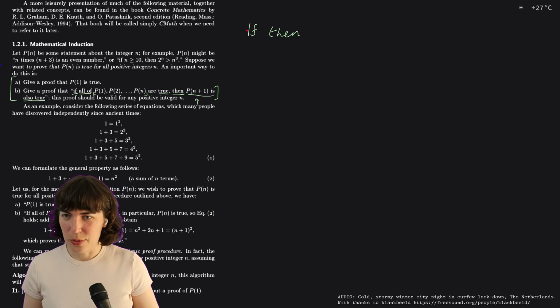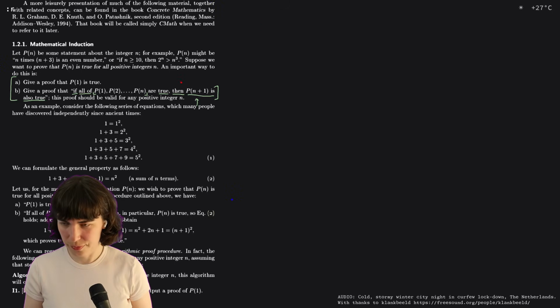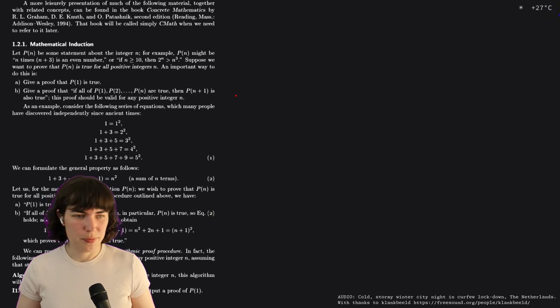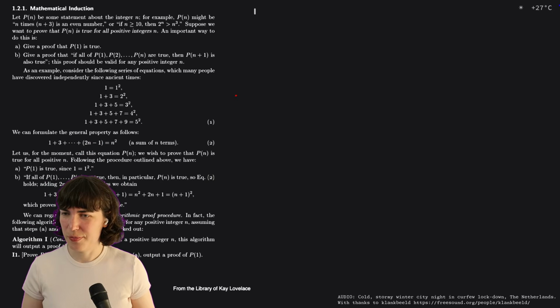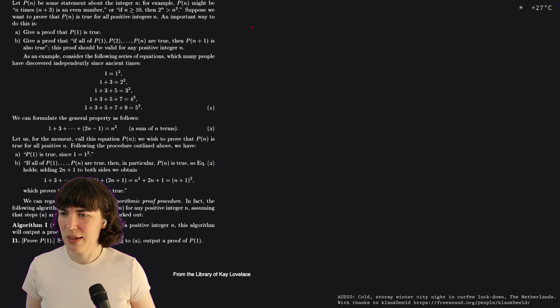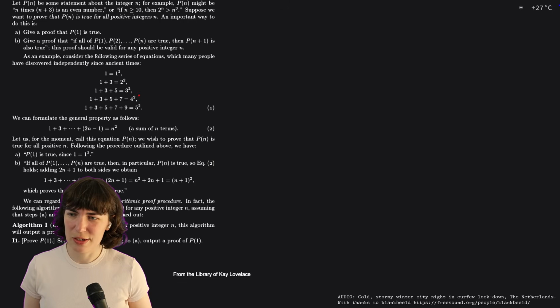Okay, so that's that bit. We'll need to reinterpret some of this, of course, as we go through. Okay, let's kind of move through. As an example, consider the following series of equations which many people have discovered independently since ancient times. Oh yeah. Okay, 1 equals 1 squared, 1 plus 3 equals 2 squared, 1 plus 3 plus 5 equals 3 squared, etc.